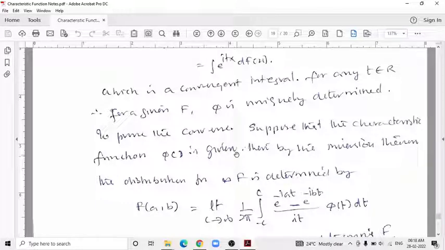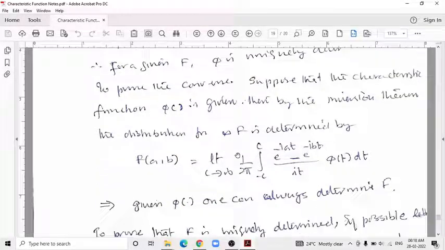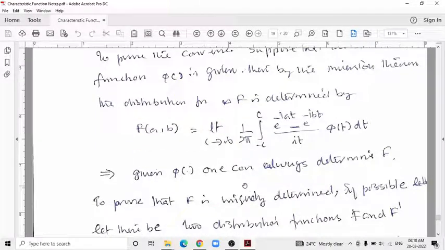The second part of this is to show this F is unique. This is the result: F of a, b is equal to the limit as c tends to infinity of 1 by 2 pi times the integral from minus c to c of e raised to minus i a t minus e raised to minus i b t, times phi t, dt. Then phi can always determine F.